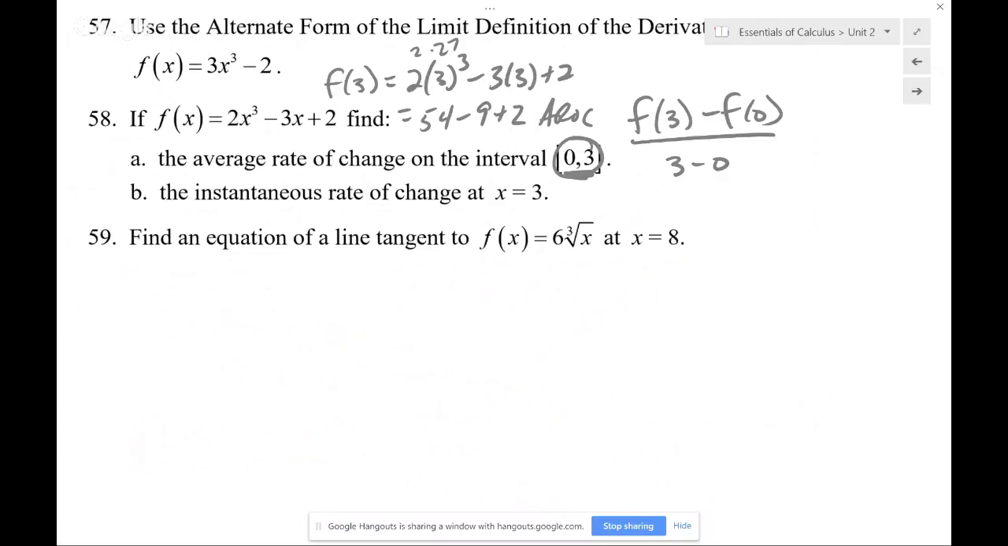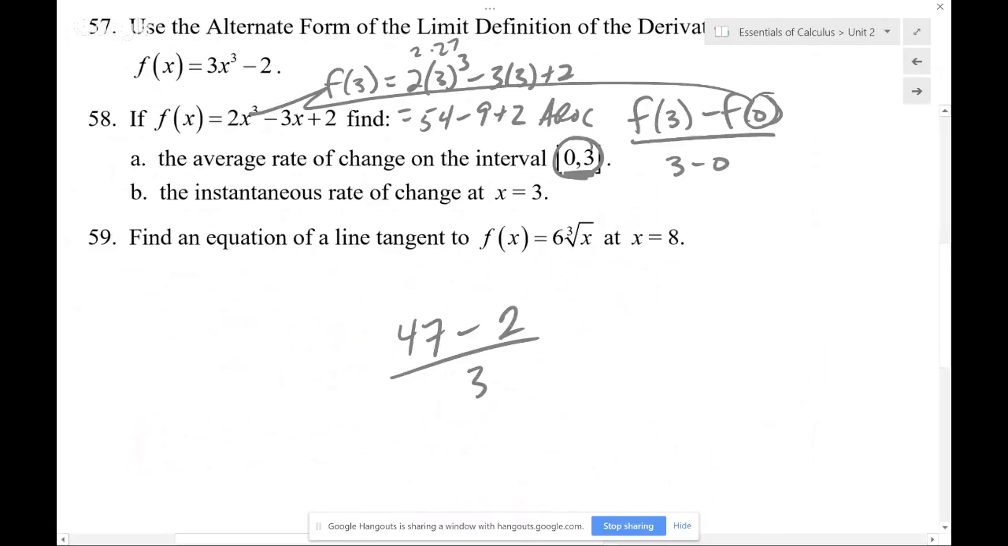So that's going to be 47. Okay, so we get 47. So I'm going to put that there. 47 minus, when I plug 0 in for x, I'm just going to get 2. And then divide by 3. So that's going to give me 45 divided by 3, which is 15. So that's the average rate of change.